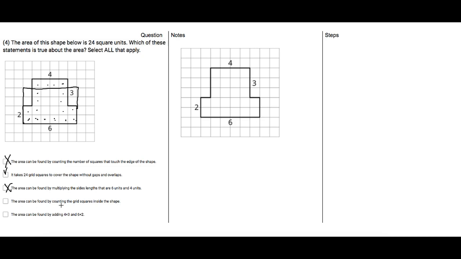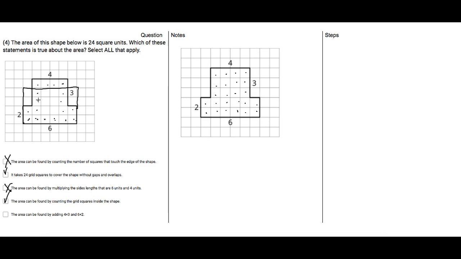This one here, the area can be found by counting the grid squares inside the shape. That's totally true, because if we count all of the squares, that's going to give us 24, and that is the area, because it's everything on the inside here, so we'll say yes to that one. And then the area can be found by adding 4 times 3 and 6 times 2.